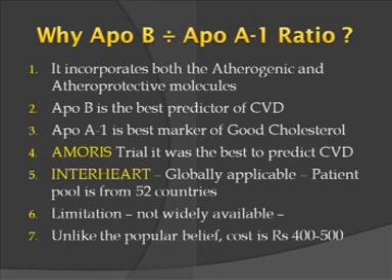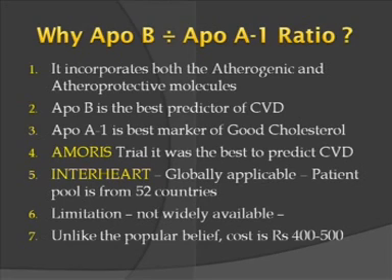In the Amoris trial, it was the best predictor, best parameter which predicted the coronary vascular events. ApoB by ApoA1 ratio was the best predictor. The largest INTERHEART study, which is globally applicable because the patient pool is drawn from 52 countries, has very clearly demonstrated that ApoB to ApoA1 ratio is the best predictor of CVD. In fact, it has predicted about 50% of the CVD, and all the other risk factors have accounted for the remaining 50%.